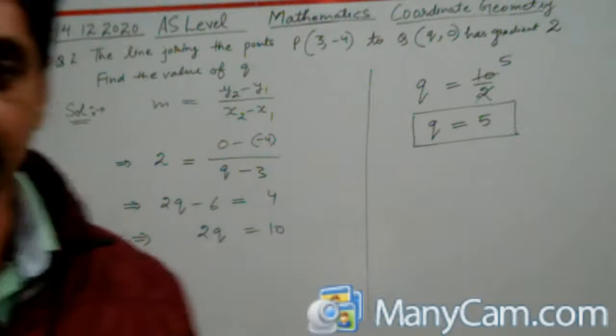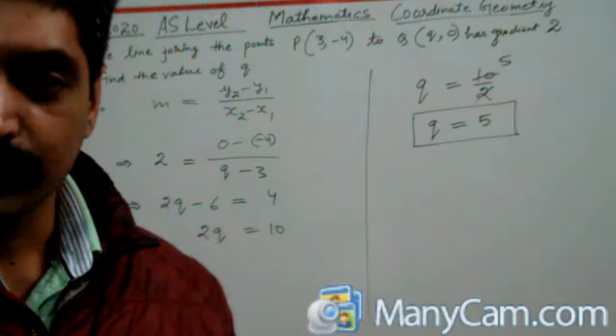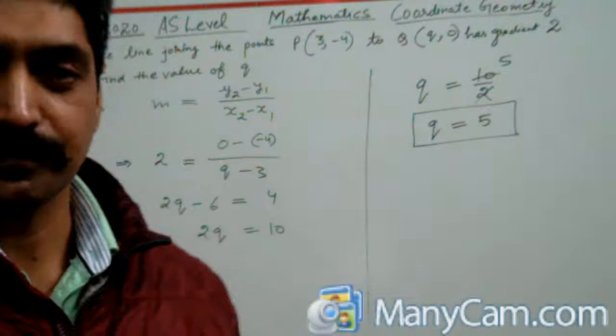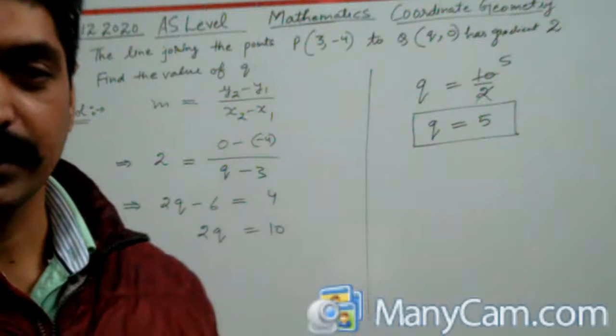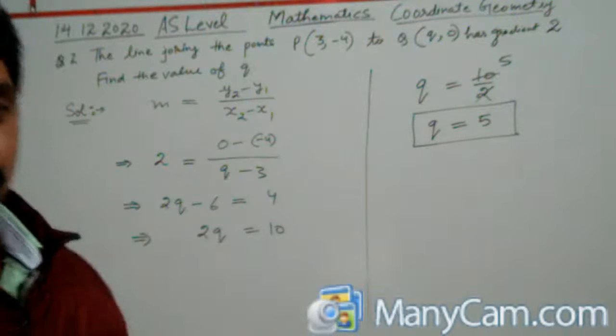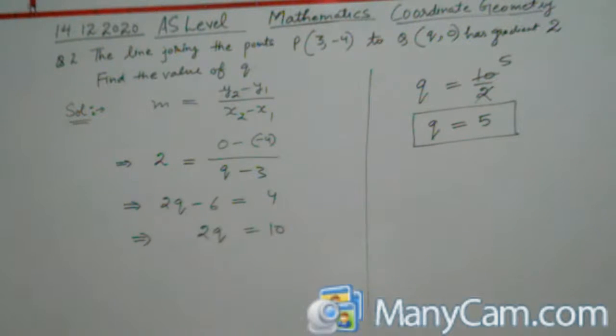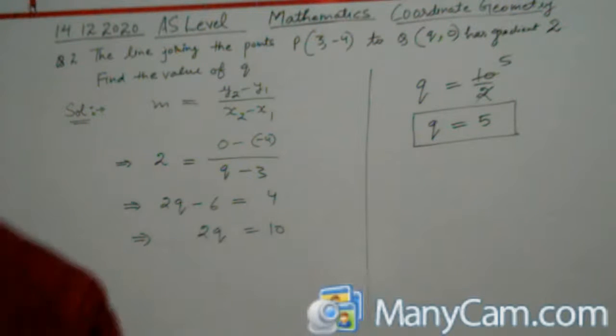We have Jaswinder very okay. No problem, dear Jaswinder. Okay. So here we have found the value of q. Then come to the next question. Next question is question number 3.